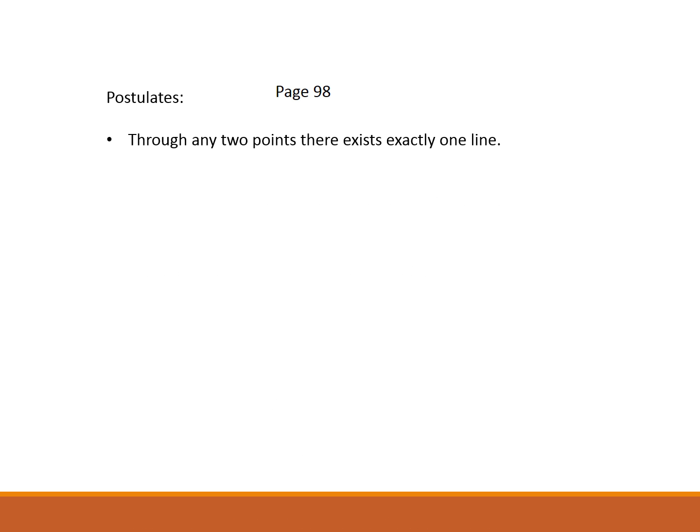First postulate. Through any 2 points, there exists exactly one line. Remember, we discussed this in Chapter 1. This is how we know that lines are created.